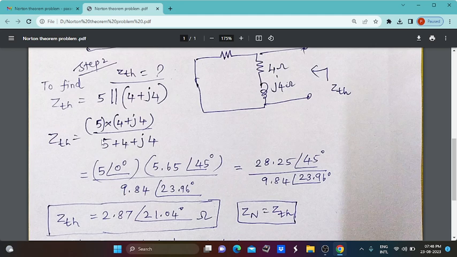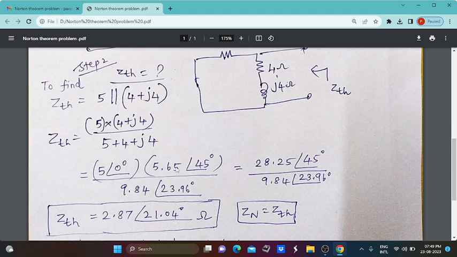So now again you have to calculate the polar form answer for the denominator. So here 5 plus 4 is the resistive part and j4 is the reactive part. So 5 plus 4, 9 plus j4. So this is your rectangular form. Now you have to convert this rectangular form into polar form. So using the calculator, 9.84 with an angle of 23.96 degrees. So this is the answer for the denominator value.